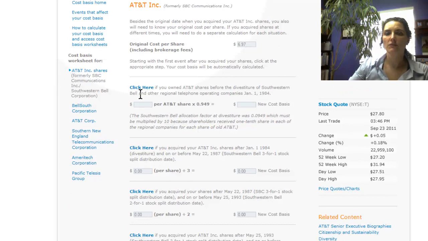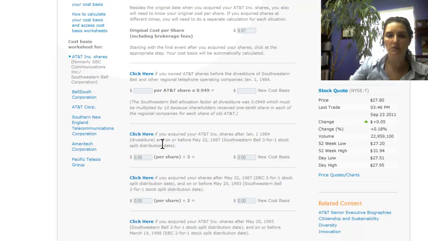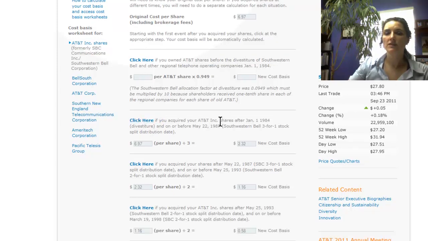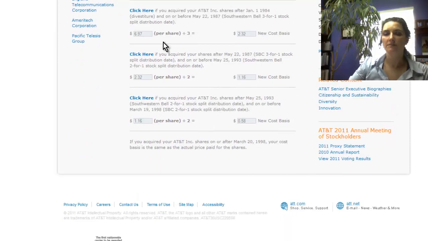Then it says, click here if you owned the stock, the AT&T shares, before January 1, 1984. Well, no, Mary bought them on 7/3 of 85. So we go to the next one. Click here if you acquired the AT&T shares after January 1 of 84, but before May 22 of 1987. Well, that would be Mary. So we click on it. And as soon as we do that, it fills in these fields.